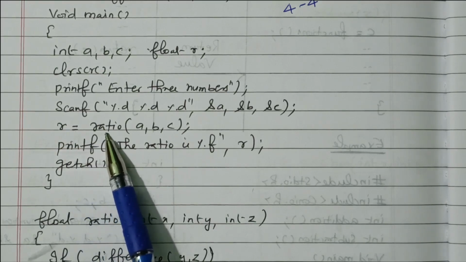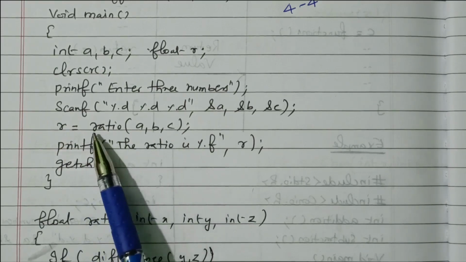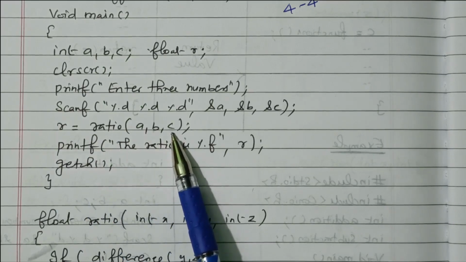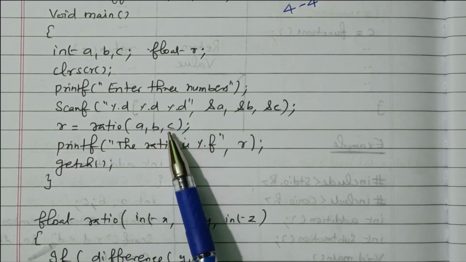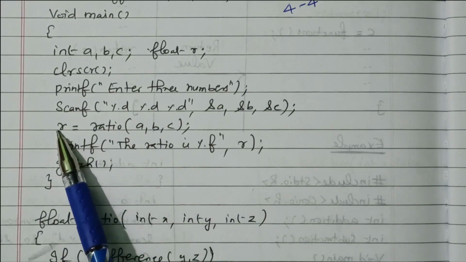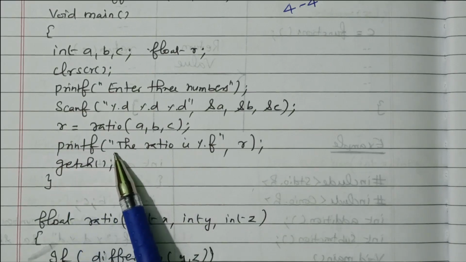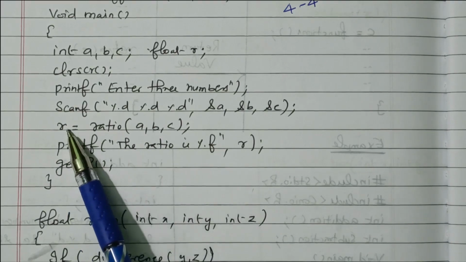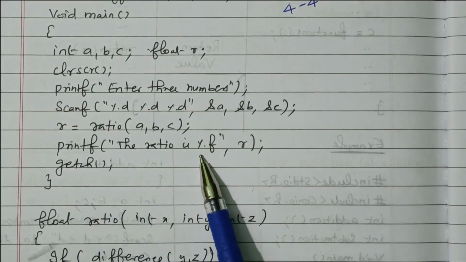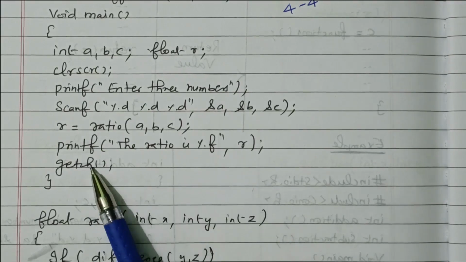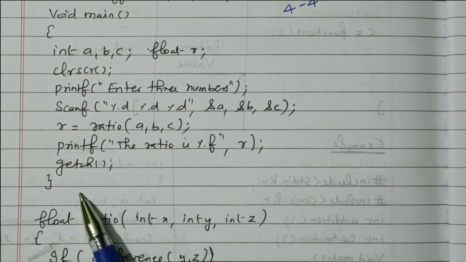So r equal to ratio(a, b, c) means we are calling this function. We are passing these 3 variables. That function will perform this expression x divided by y minus z, and the answer will be written in this r. Right? The answer will be available here. That answer is printed. The ratio is %f because %f indicates floating point, and variable r. After getch we can close the program.